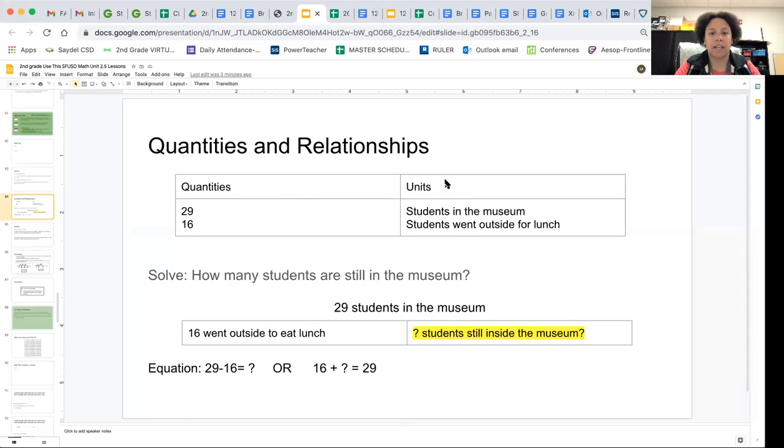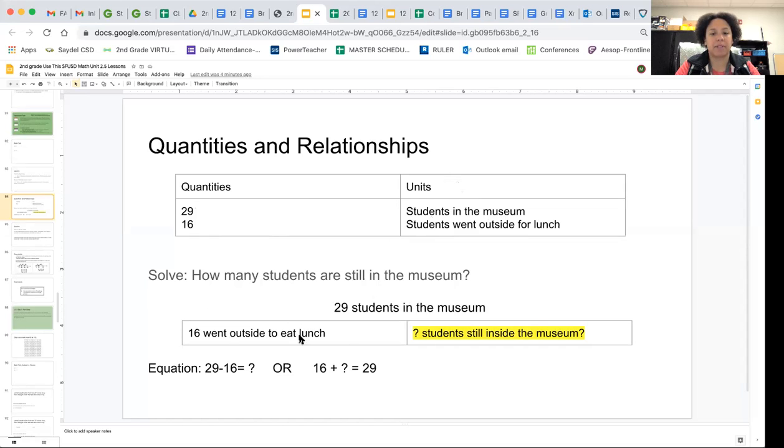Here are our quantities and units diagram. In the story problem, it told us there were 29, which is a quantity, students in the museum, which is our unit. We also know that there were 16 students that went outside for lunch. So the question's going to ask, how many students are still in the museum?